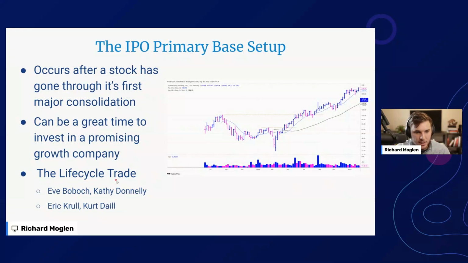And I want to shout out the authors of The Lifecycle Trade: Eve, Kathy, Eric, and Kurt. They wrote a great book called The Lifecycle Trade, which really goes into depth about this setup, which I highly recommend everybody who's watching this check out. And even if you're an investor, it's a great read.